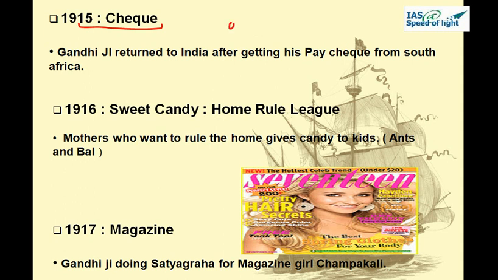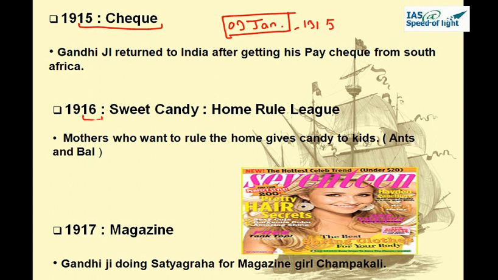And he returned on the 9th of January, and this becomes Pravasi Day. 9 January 1915. So Gandhiji returned to India after getting his paycheck. Okay, see a picture where Gandhiji is taking the paycheck from South Africa and then coming back to India. That is 1915. Coming to the next year, that is 1916.